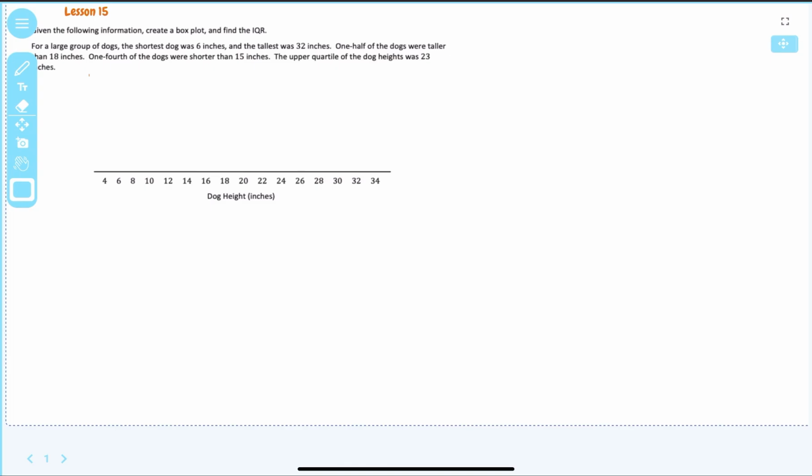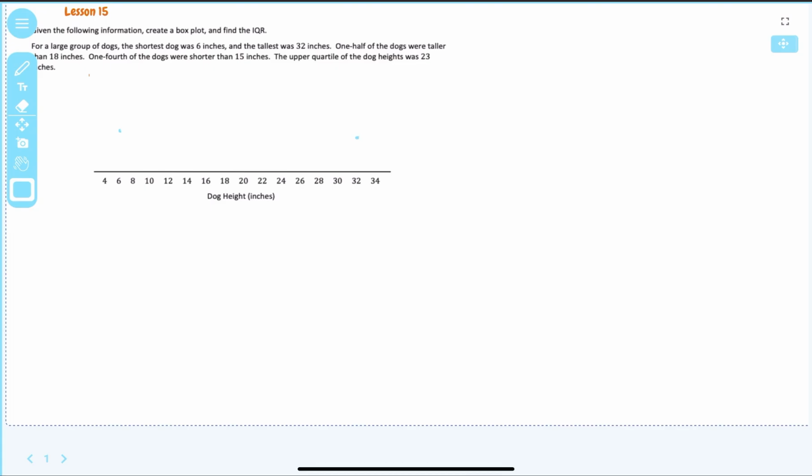Okay, here we go. It says, get lesson 15. Given the following information, create a box plot and find the IQR. For a large group of dogs, the shortest dog was 6 inches. Well, there we go. There's our minimum. The tallest dog was 32 inches. There's our maximum.